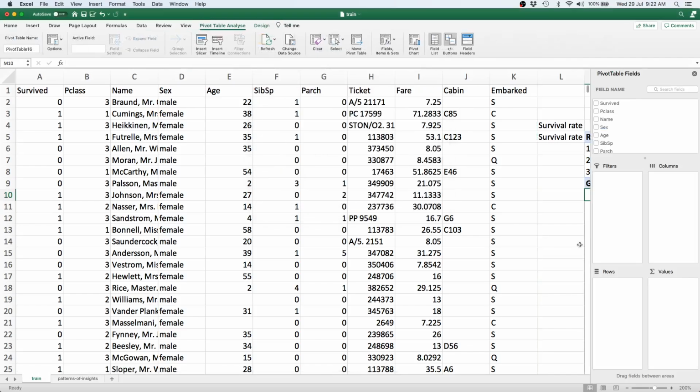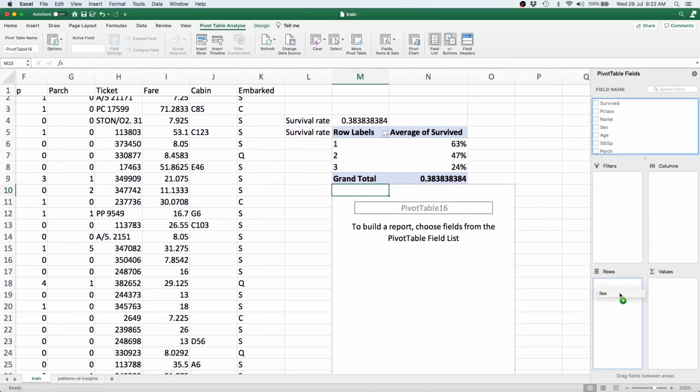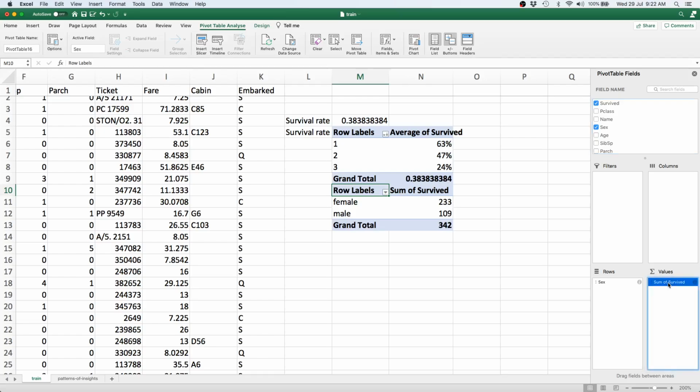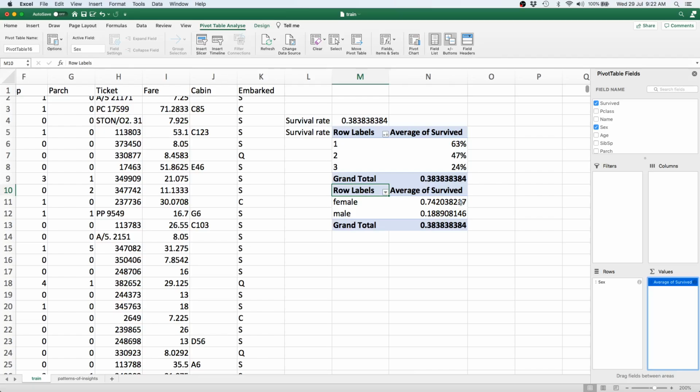Here we basically need in our rows the sex, because we want to figure out what is the survival rate for each individual gender. And then again we drag the survived column into the values section, and here also as usual it's basically giving us the sum. We don't want the sum, we want the average. So again we go to the field settings and then we change the sum to average and we click on OK, and there it is.